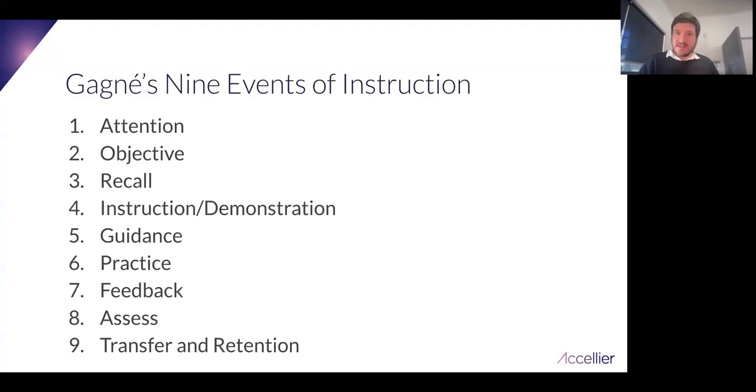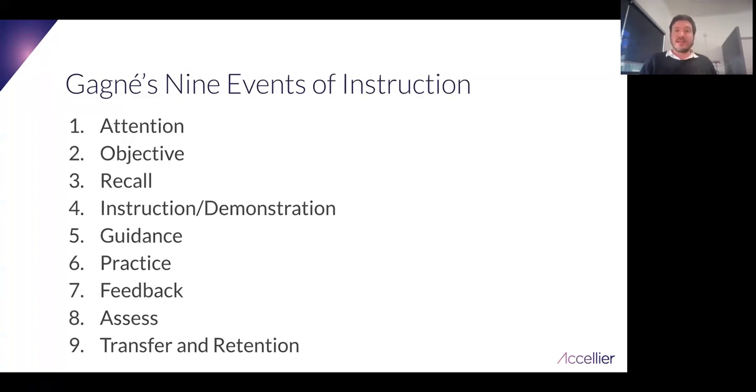Event number 6 is practice, so the opportunity to actually practice what was learnt. He then adds in feedback, so the importance of feedback. Assessment, so checking that the skills were learnt. So that's going back to look at those objectives. And then 9 is transferring and retaining that knowledge. So Gagné recognized this whole issue of long-term memory and the forgetting curve, and emphasized that at point number 9.